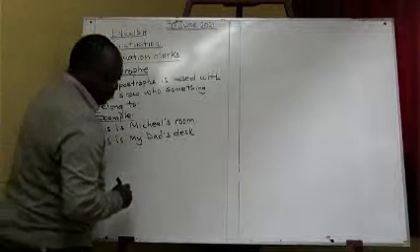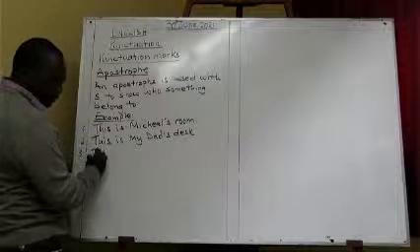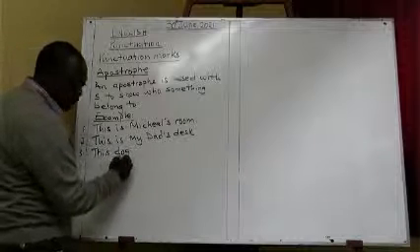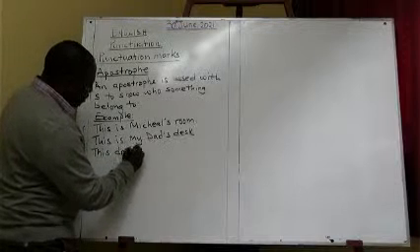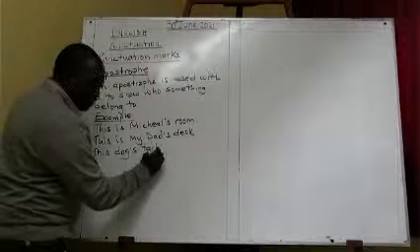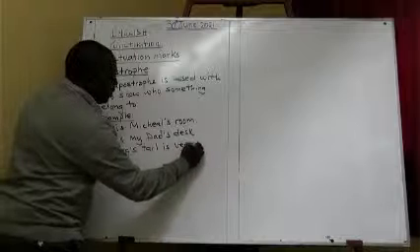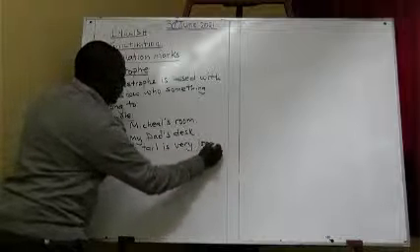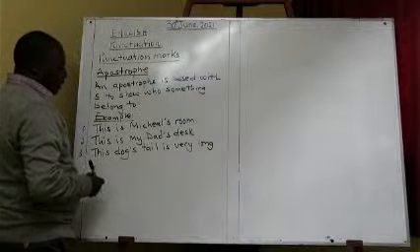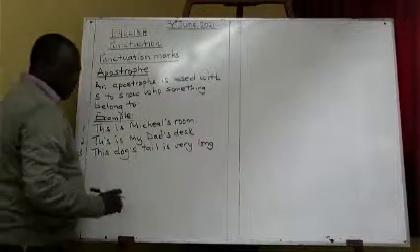Are we together? Then we're going to look at the last example. We'll say this dog's tail is very long. So the long tail belongs to this dog. Okay, so we'll move on.